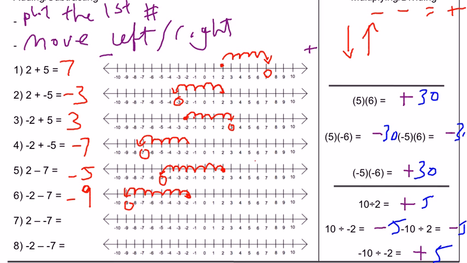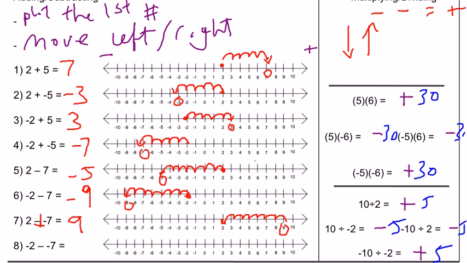Now here's a potentially tricky one, number 7. We're going to start at 2, but because it's minus a negative, that turns into a positive, and we can move to the right 7. 1, 2, 3, 4, 5, 6, 7, to arrive at the number 9.